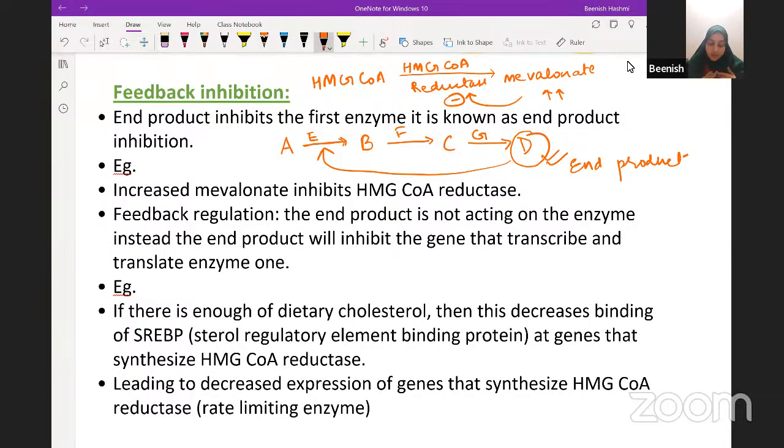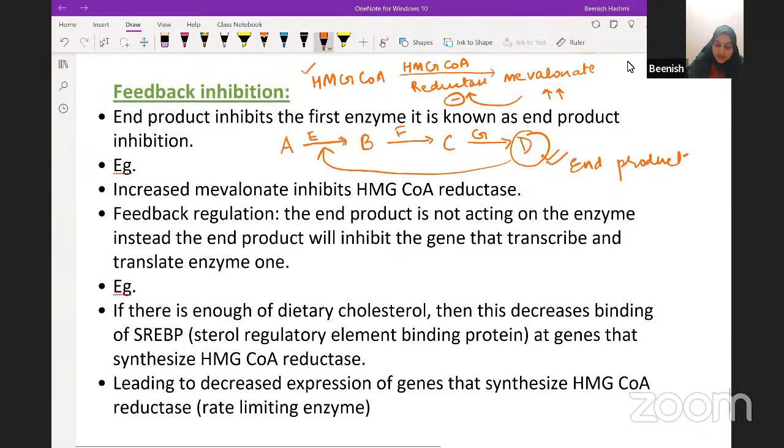Okay, and what is feedback regulation? The end product is not acting on the enzyme. Instead, the end product will inhibit the gene that transcribes and translates the enzyme. So here in this case, this was feedback inhibition since your mevalonate was inhibiting HMG-CoA reductase.